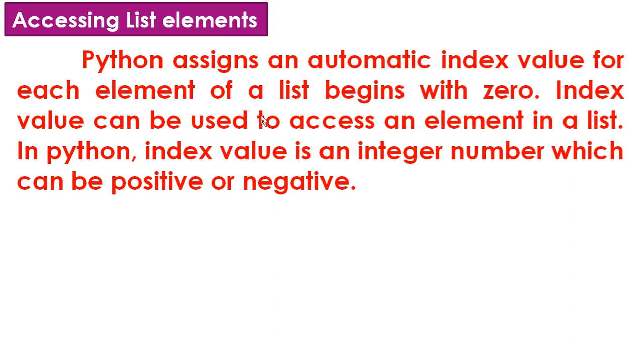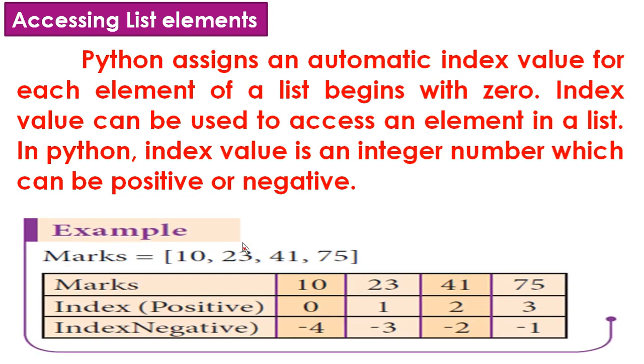Accessing list elements. How to access the list elements? Python assigns an automatic index value for each element of a list, beginning with 0. Index value can be used to access an element in a list. In Python, index value is an integer number which can be positive or negative. Here is an example. Marks equal to 10, 23, 41, 75. These are the elements of the list.